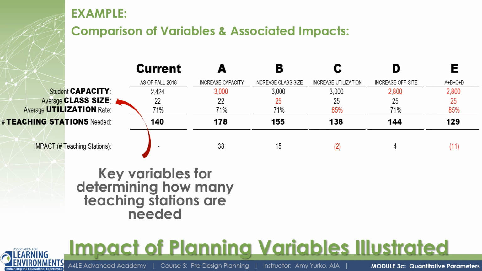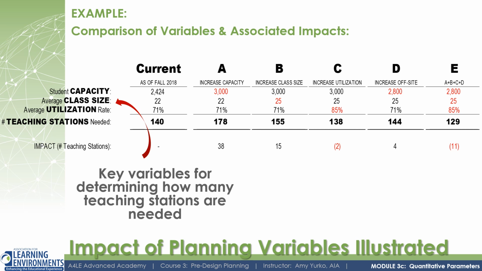And so if we were to look at doing all of those things, it also tells you that we now have 11 additional spaces in the building. They weren't really interested in doing all of those things. So our final result was option D, where we looked at having some offsite facilities as well as increasing class size, but keeping that utilization rate low for their operational strategy.